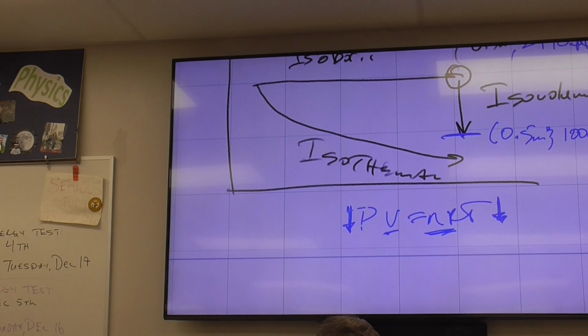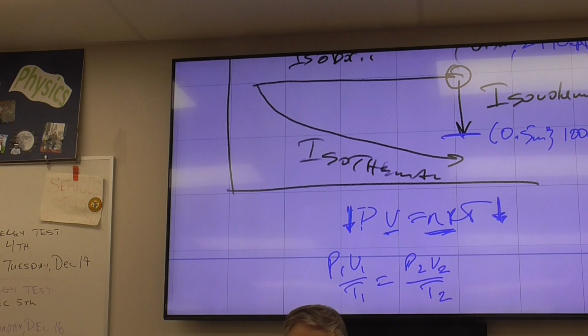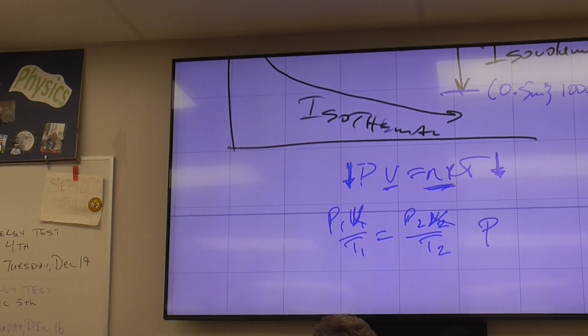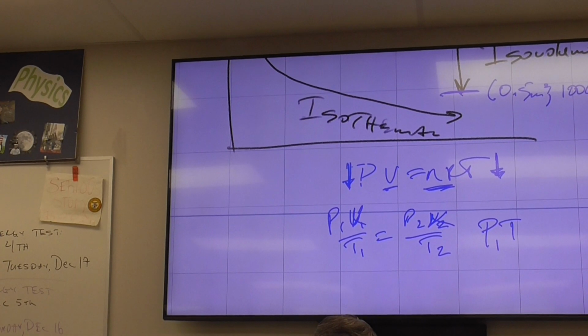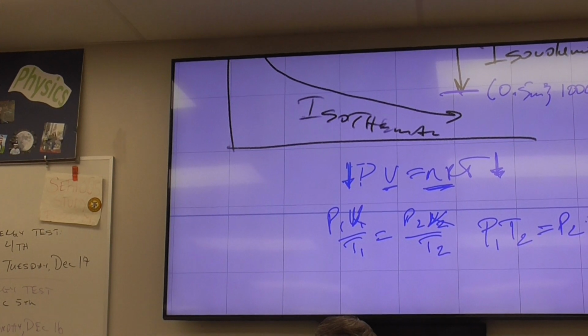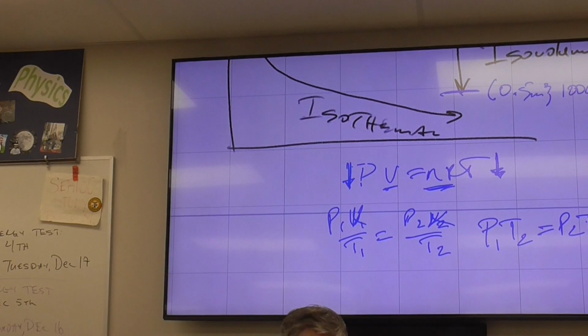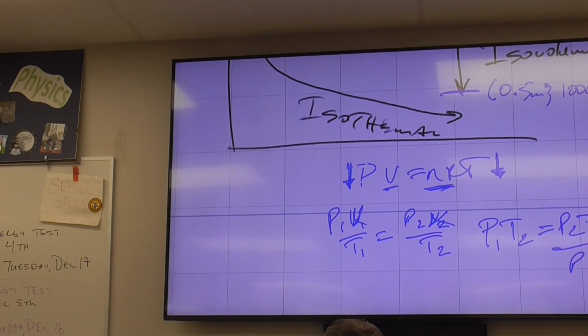So, if you look at P1V1 over T1 equaling P2V2 over T2, what's going to stay the same? Volume, so I don't have to worry about that. P1 over T1 equals P2 over T2. So I get P1 times T2 equals P2 times T1. Now I need to find that new temperature, T2 equals P2 times T1, so I divide by P1.